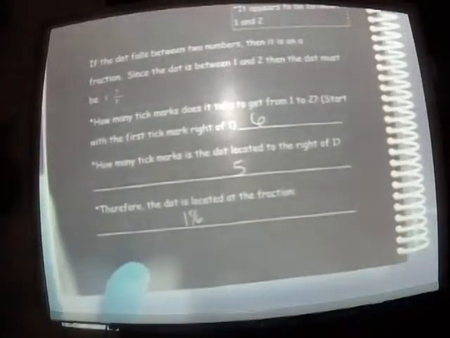And I believe that is the end of our notes for objective 2.